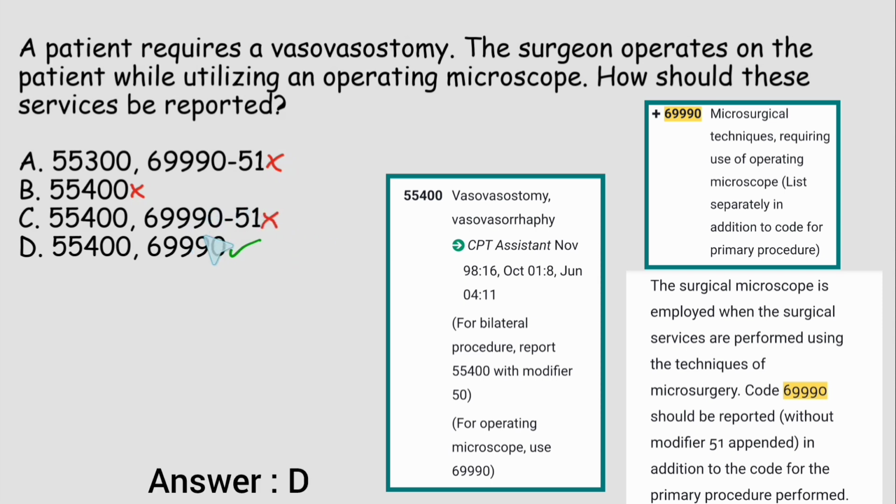Whenever you get confused with such things, you can check the parenthetical notes or you can check the paragraph above the code, if they have mentioned any guideline or given any clue to answer correctly. Let us move on to the next question.